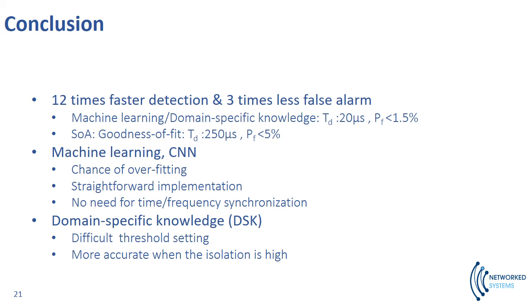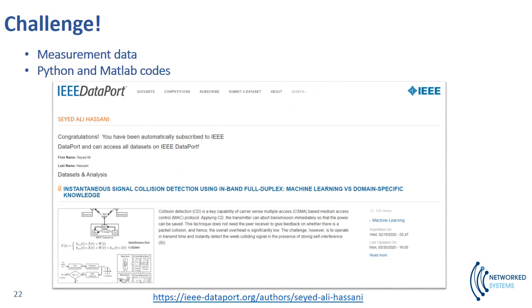For domain-specific knowledge, setting the threshold is a bit tricky. However, when the isolation between TX and RX is high, this technique can deliver a better, or let's say more accurate, collision detection.